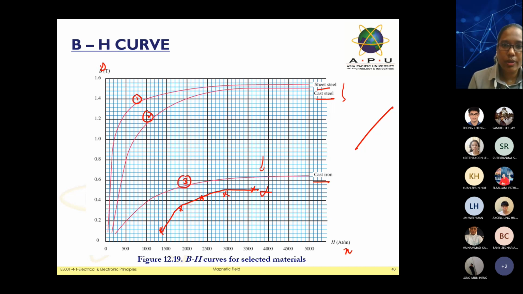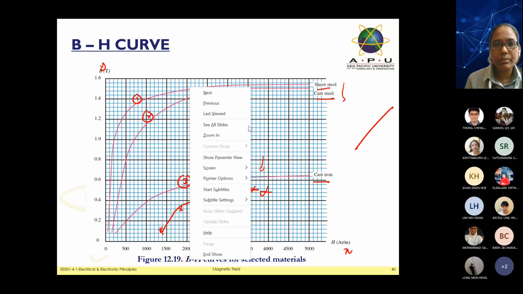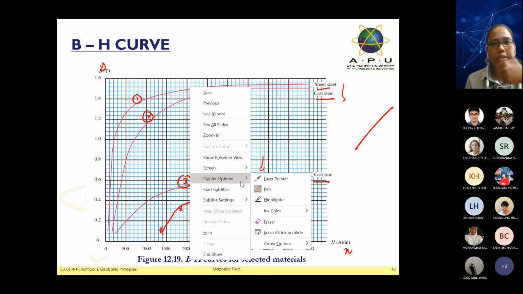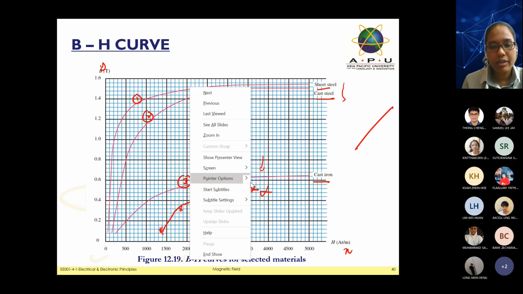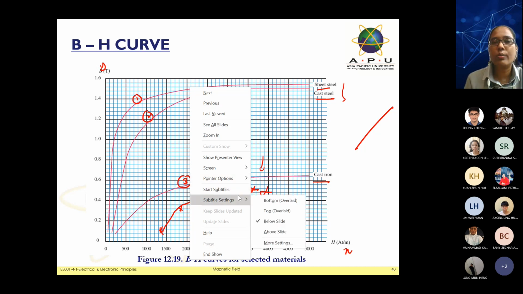At this point, they always ask you to specify. For example, they can give you a B curve value, meaning they give you the B value as how much. At the same time, they can give you the H value, and you need to find how much the B is.